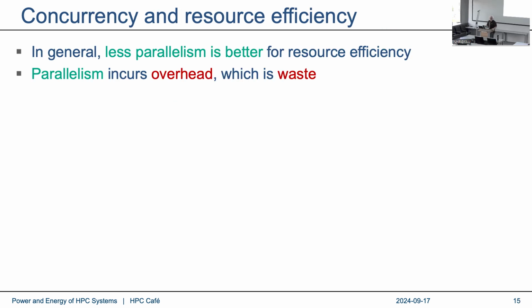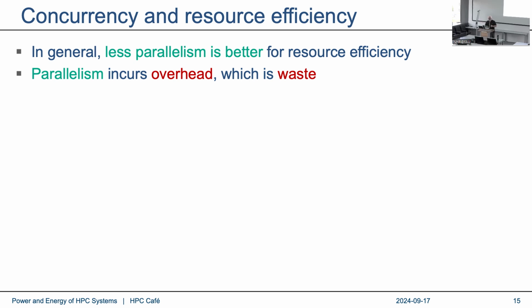The second tuning knob is concurrency and how it influences resource efficiency. The general rule is the less parallelism you use in your job, the better. That sounds weird from a computing center because we wanted to use our parallel systems. However, parallelism makes your program run faster usually, but it also has overhead.